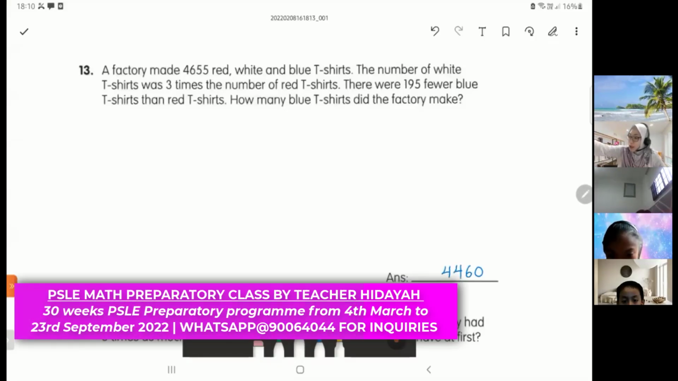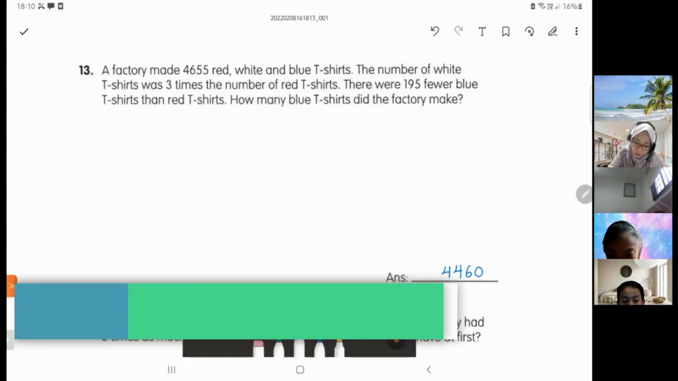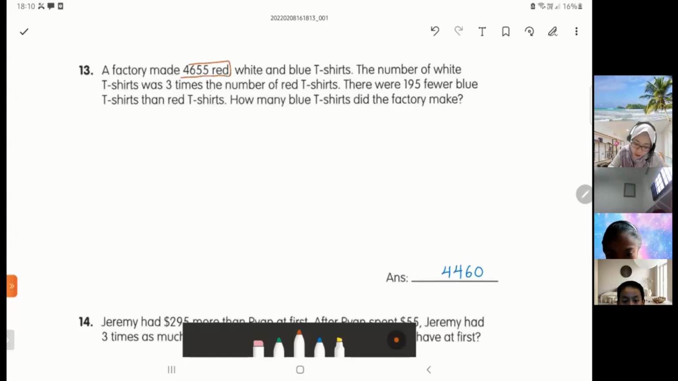A factory made 4,655 red, white, and blue t-shirts. The number of white t-shirts was 3 times the number of red t-shirts. Whenever they have that kind of sentence, it's a comparison sentence. I'm comparing between white t-shirts and red t-shirts. My white t-shirts were 3 times as many as the red t-shirts.